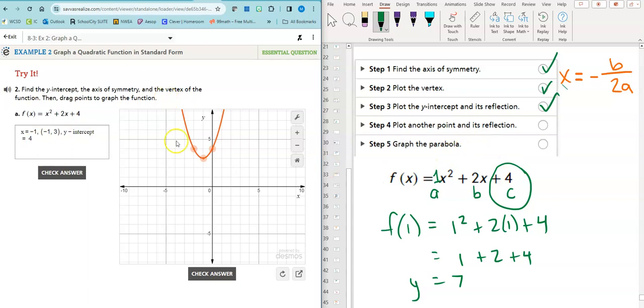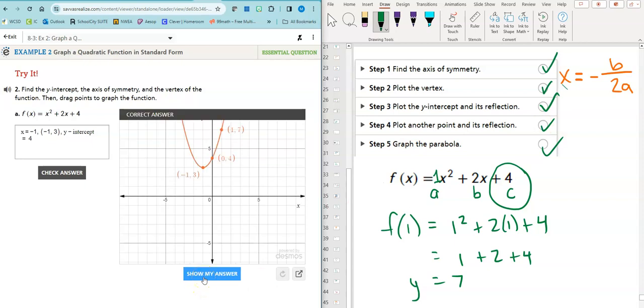So then I would graph my parabola, which is already done. Check, check. I am done. We're going to check our answer here. -1, 3, 0, 4, 1, 7. Check my answer here. We got it. Go ahead and try the next one on your own.